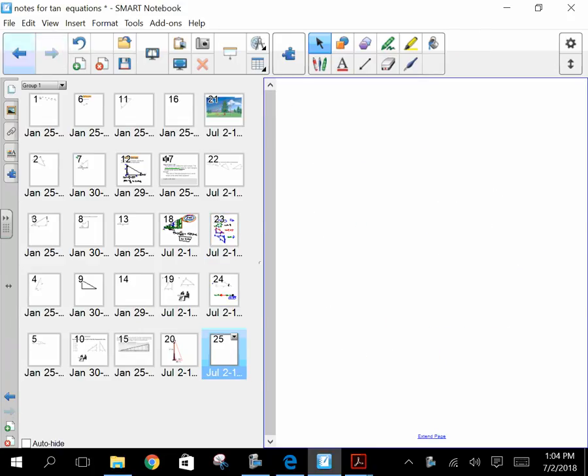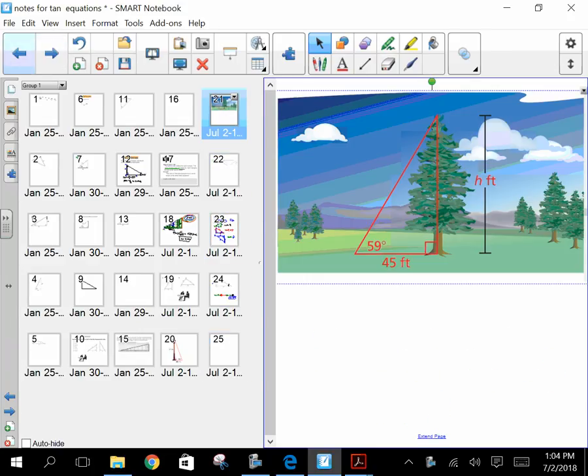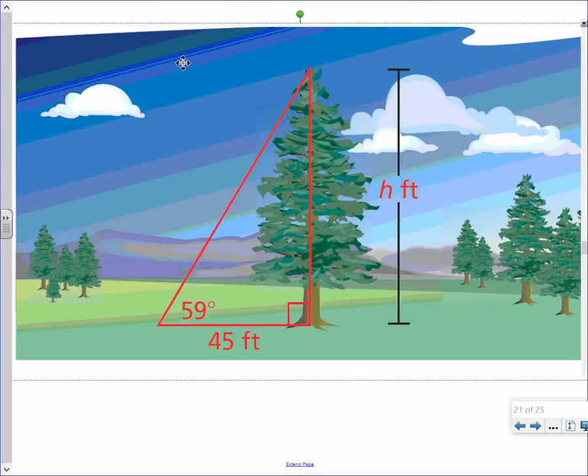So I'm going to draw this tree here. It looks like this. Just draw a simple little pine tree and draw the right triangle that outlines the height of the tree, and then we've got a 59-degree angle. Go ahead and draw this in the notes section somewhere around here.